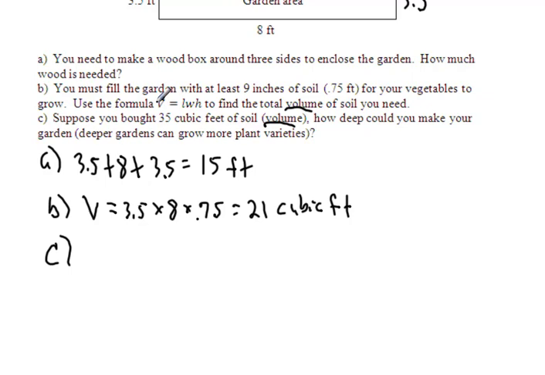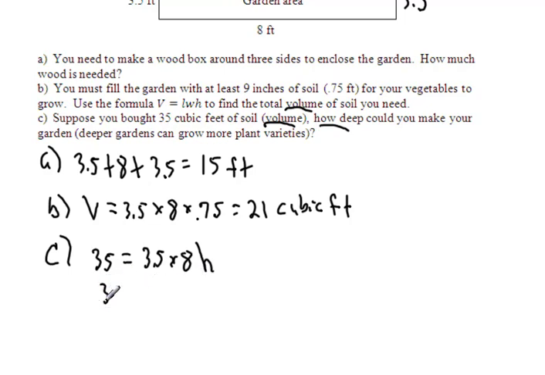So in this problem, we're going to start off with not V as the variable, but volume V equals 35. In our garden, we still have a length of 3.5 and a width of 8. But this question in part C is asking us how deep. So the variable here is actually the height, which is h. So here's a great example in everyday life of a problem in which we have to solve a formula.